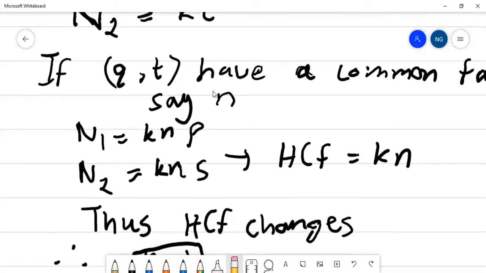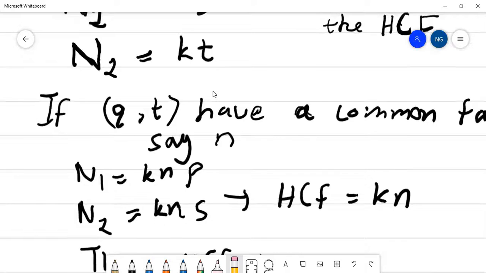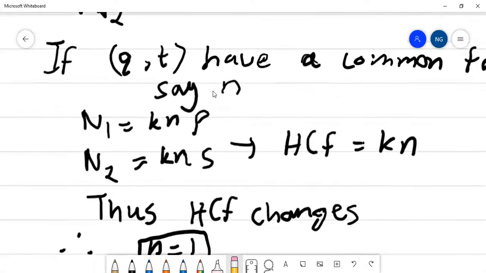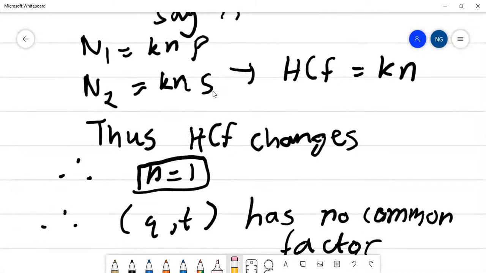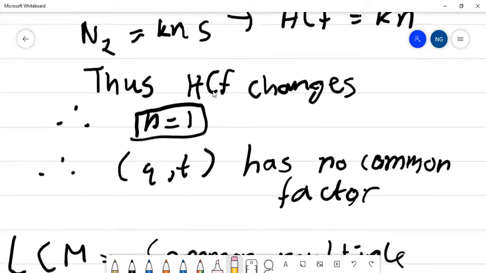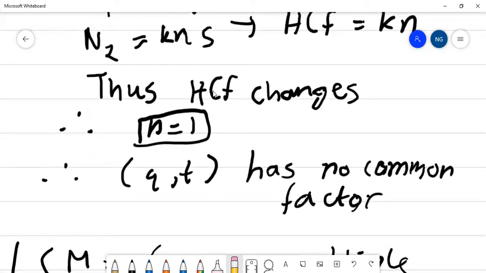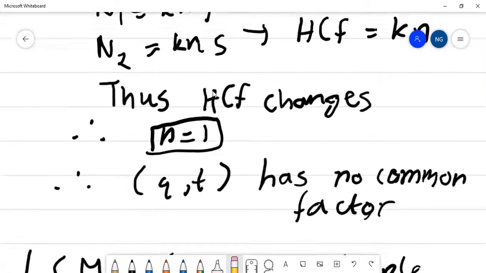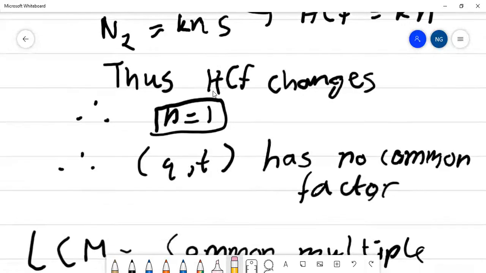Thus, the HCF should not change because it is the highest common factor. Therefore, n has to be 1. Therefore, there does not exist any common factor other than 1. So, q and t are co-prime.